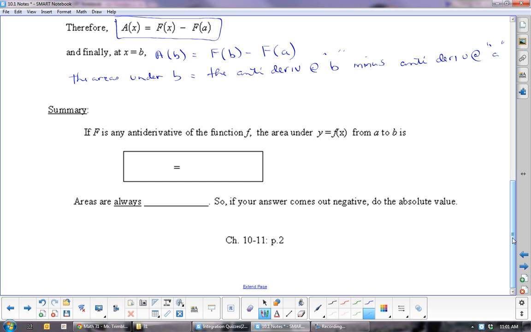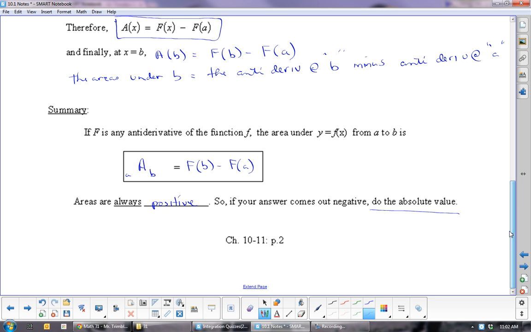Okay, so this is the important part that you've got to take with you to do the assignment. If you want to find the area from A to B, you take the antiderivative at B minus the antiderivative at A. Okay, areas are always positive. So if your answer comes out negative, do the absolute value.